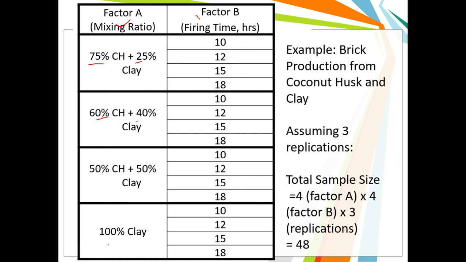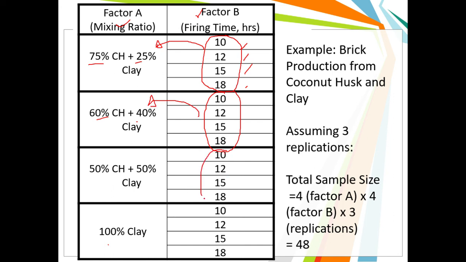The second independent factor assumes a firing time, or how long the drying or firing of our bricks takes. Let's say 10 hours, 12 hours, 15 hours, and 18 hours. And if you can observe, all the treatments in factor B must appear in each treatment of factor A. So if 10, 12, 15, 18 are assigned to the 75-25 ratio, the same should be done for 60. Because our design must be complete.